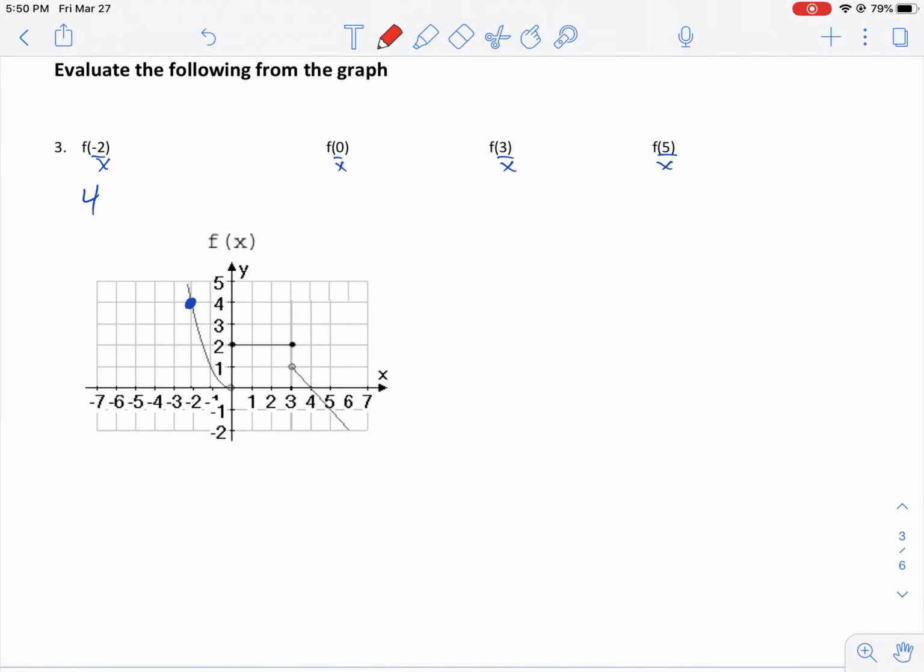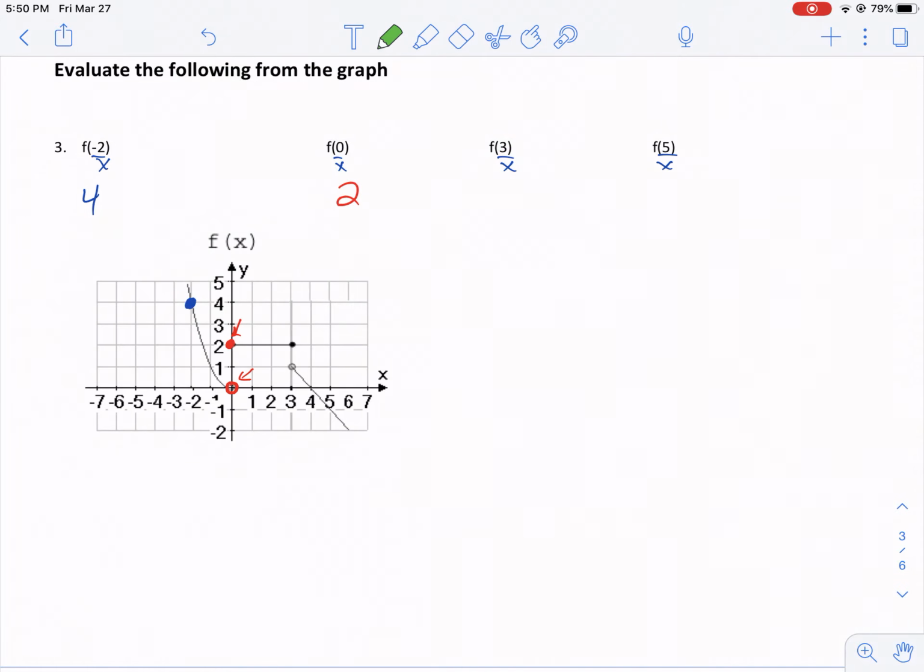Next, they want f of 0. Now this is a special case. 0 has this point, which is an open circle, and this point also has an x value of 0, but it's a closed circle. And if you remember way back from when we did inequalities, we learned that open circles are just boundaries and they don't actually count. So I don't want this point at the origin. I'm going to use the one that has the closed circle and say that my answer is 2.